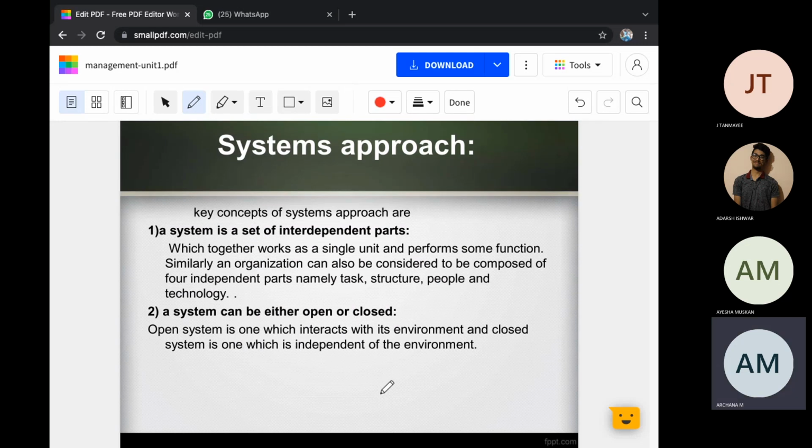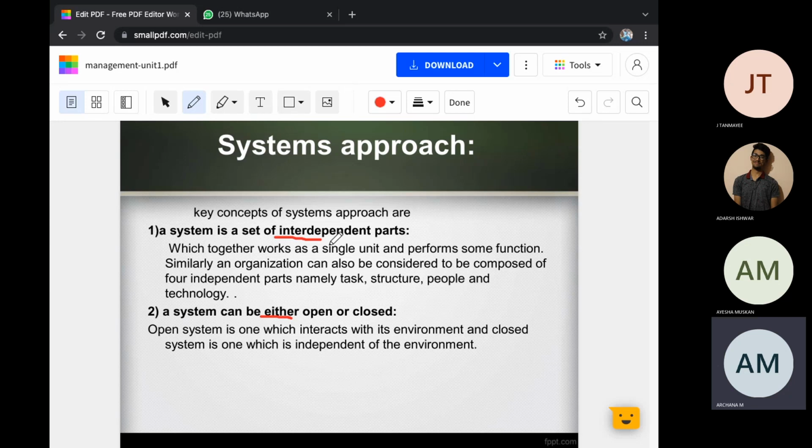The key concepts of the systems approach are: a system is a set of interdependent parts. A system can be either open or closed. What is that? Parts which together work as a single unit and perform some function.